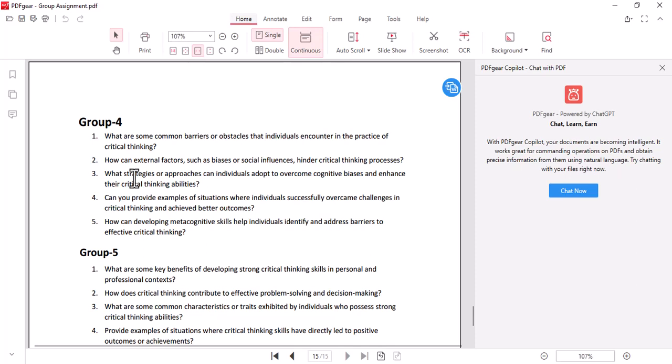Tell me what the paper is for. How to overcome obstacles in critical thinking process. The role of open-mindedness. What are the common barriers to critical thinking? What are the common barriers, obstacles? Egocentrism, sociocentrism, relativistic thinking, wishful thinking.